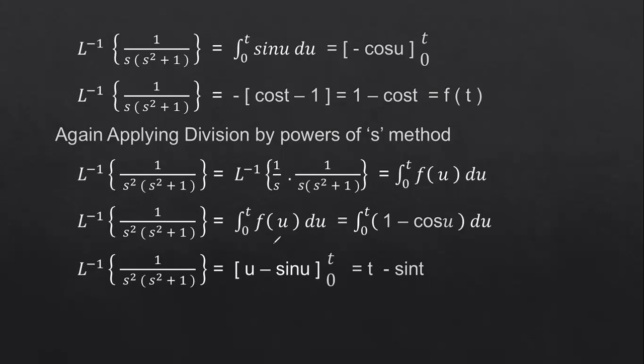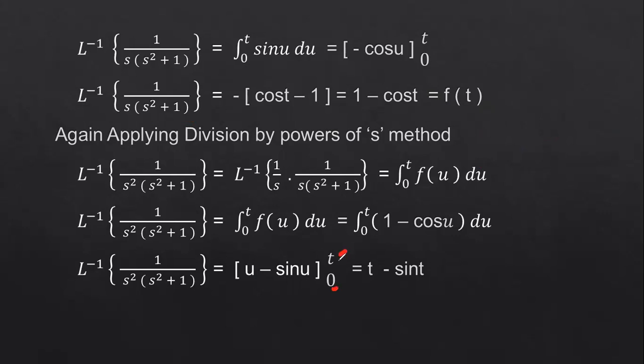So integration 0 to t of f of u du is nothing but integration of 1 minus cos u du. If you apply this integration, 0 to t of 1 minus cos u, what is the integration of 1? That is nothing but u. The integration of cos u is sin u. So we get u minus sin u, with limits 0 to t.